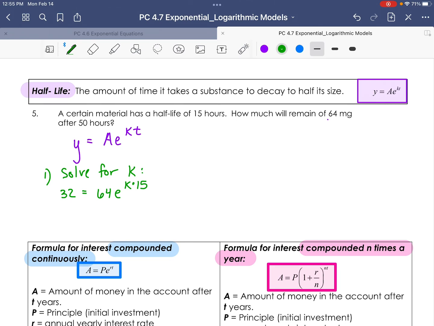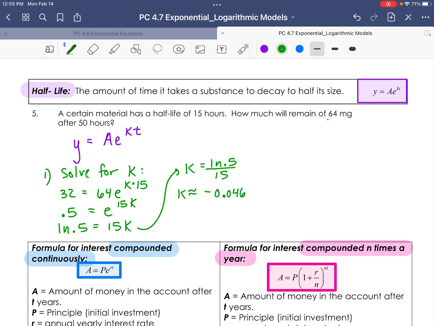So when I take 32, divide by 64, I'm going to get 0.5. So it doesn't matter what I started with. If I started with 100, this is going to be 50. Start with 200, this is 100. When I divide, I'm still going to get 0.5. Okay. It's equal to E to the 15K. Natural log both sides. So my K is going to be found by plugging in natural log of 0.5 over 15, which I have already calculated. It is approximately negative 0.046, which I have stored in my calculator, right?